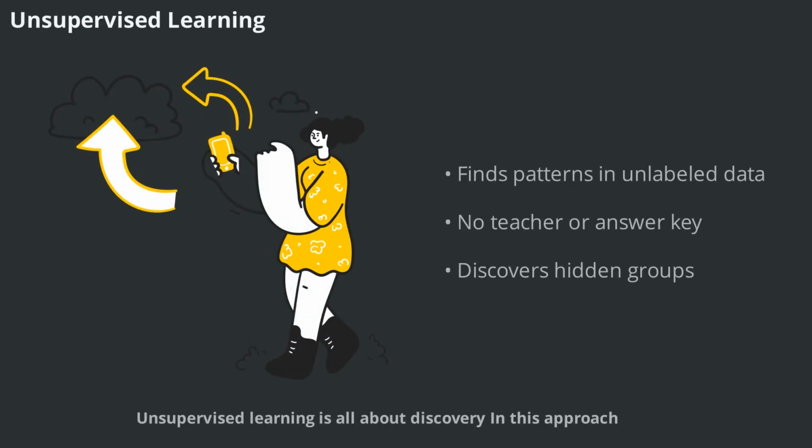Unsupervised learning is all about discovery. In this approach, the computer is given unlabeled data and left to find patterns on its own, without any guidance or answer key. Imagine a student exploring a new subject without a teacher. For instance, you might give an AI a huge list of customer purchasing habits. The AI naturally groups customers into clusters like budget shoppers, tech enthusiasts, or holiday splurgers without being told what categories to look for. This method is powerful for uncovering hidden structures in data.